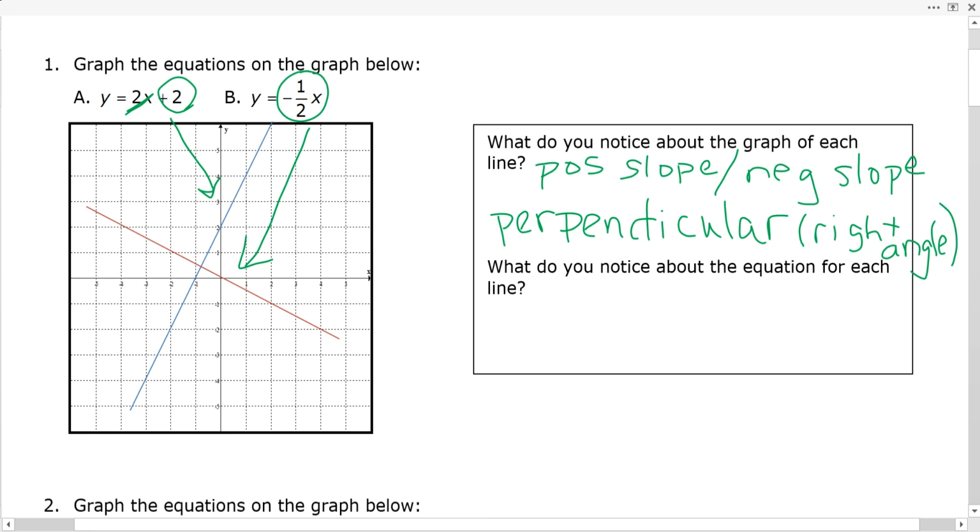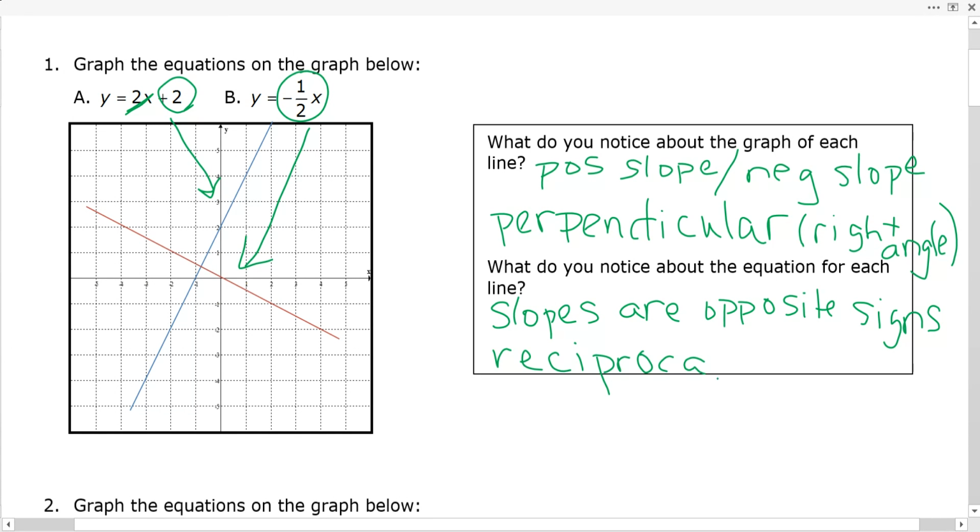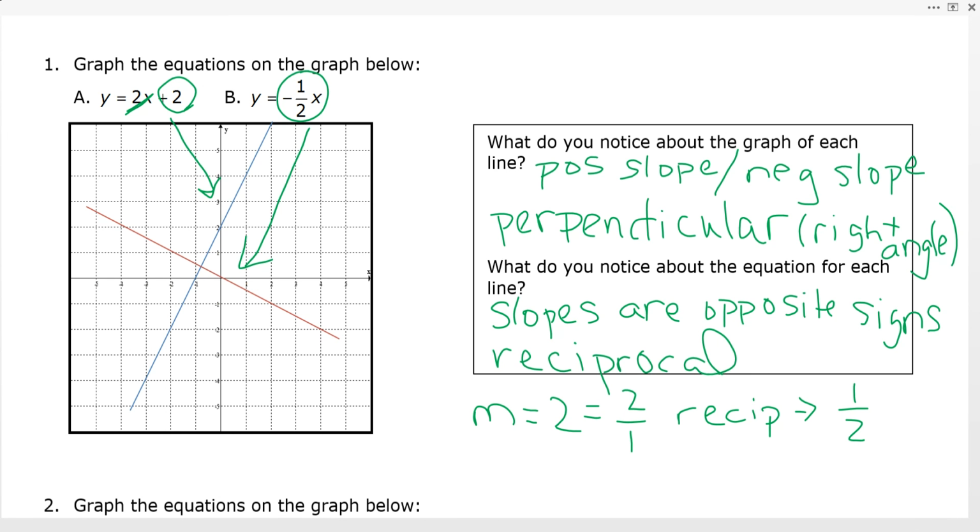Okay, when you look at the equations, you should notice that the slopes are opposite signs. And they're the reciprocal of each other. Now, for them to be reciprocal, you have to remember that if a slope is 2, that's the same as 2 over 1. So the reciprocal of that would be 1 over 2. So the slopes are the reciprocal, they're flipped over, and they have the opposite sign of the other one. Okay, that's all I wrote down. Let me know if you think of something else.